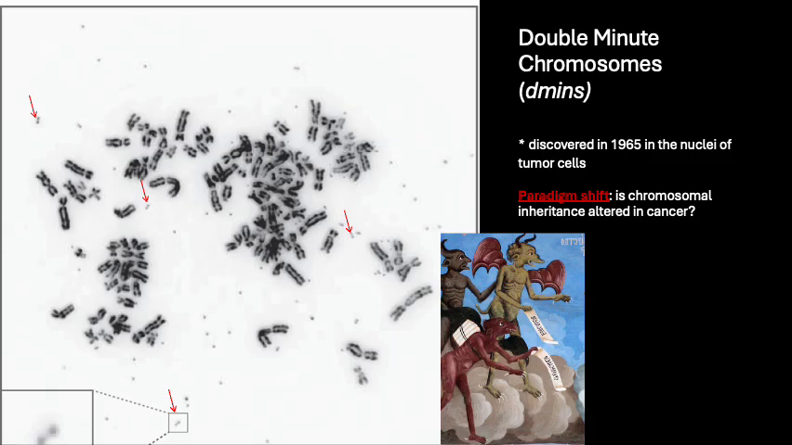ecDNA has actually been known about for a long time. In fact, they were discovered not too long after the elucidation of the DNA helix itself. But it used to go under a different name, and that was double minute chromosomes, or demons. And I've included an inset of a demon here to illustrate how nefarious we are finding out these demons are in the role of cancer progression. So double minutes, or demons, were discovered during karyotyping by pathologists.